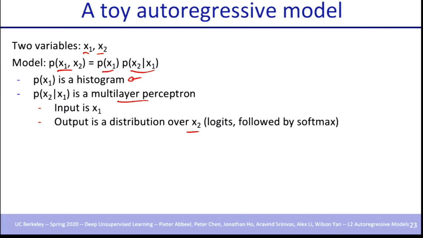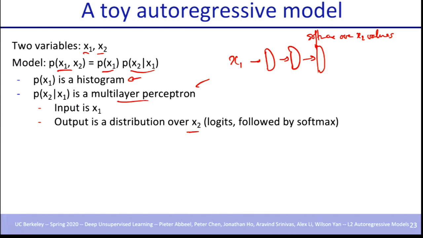So we can set this up, right? Somebody can give you that data, and you can train a histogram for x1, and then you can train a multilayer perceptron that will look something like: x1 goes in, some processing, and then a softmax over possible x2 values comes out. And that's going to be our joint distribution.